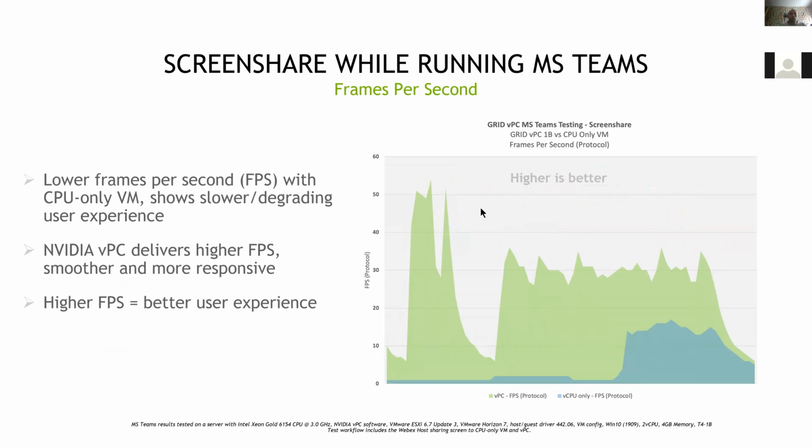And again, we can also increase the frames per second, just to give you better performance. The higher the frames per second you see, the much better the user experience. If we do it with vCPU only, the frame rate performance is not in a place where you'd want it to be.